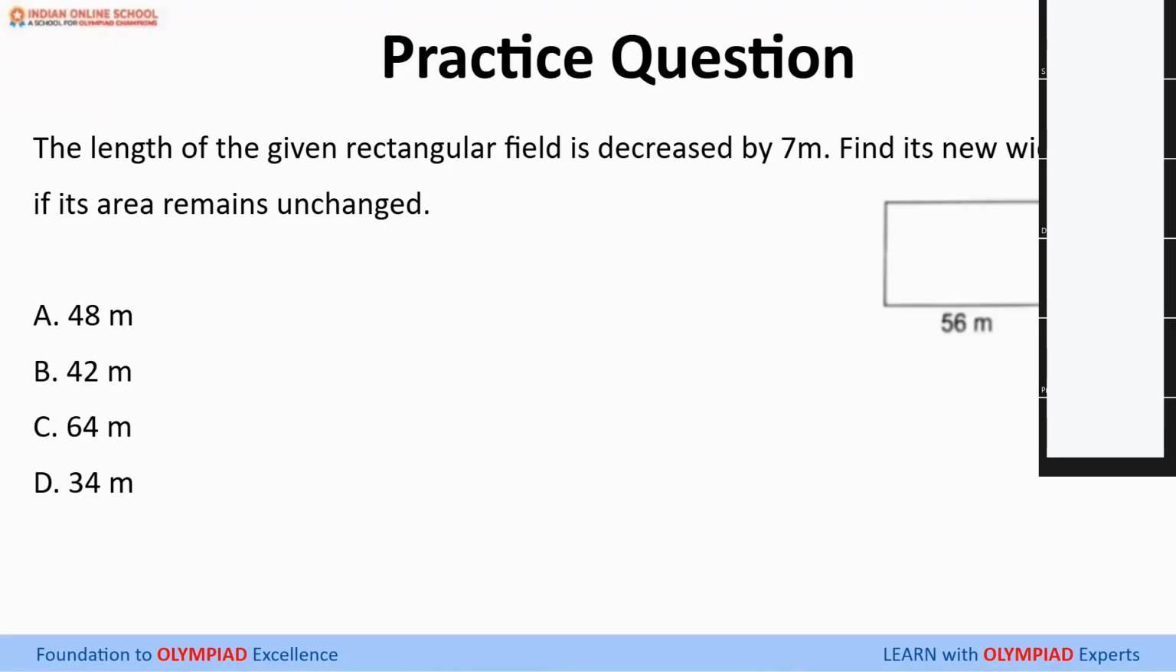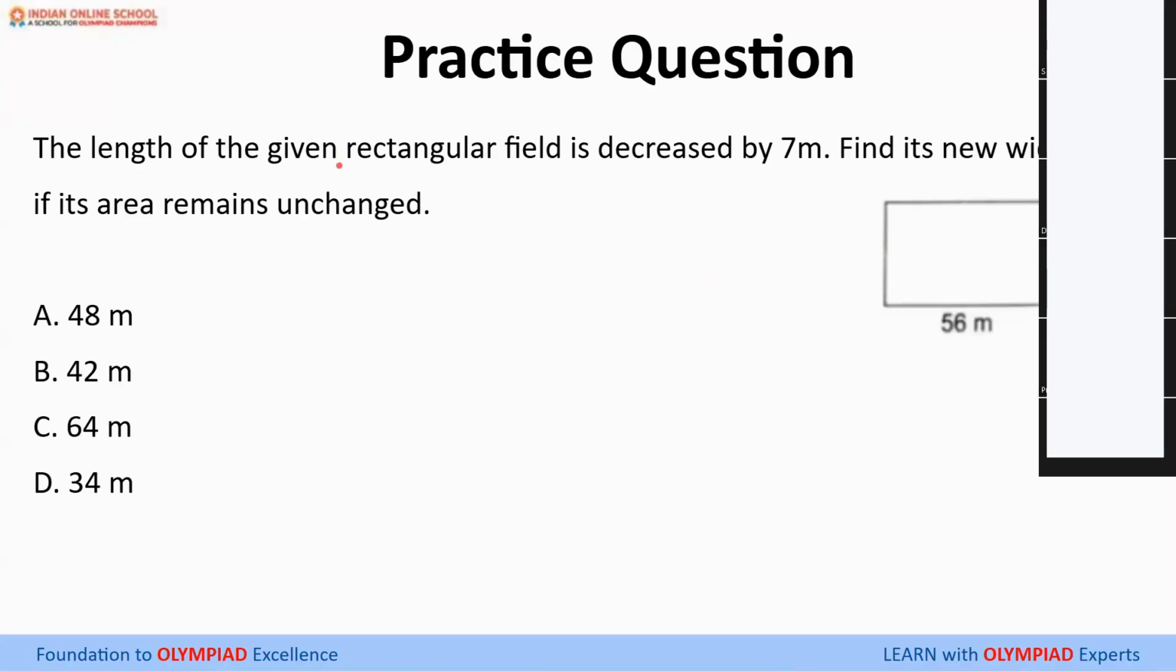Ma'am, option A, 48 meter. Option A. Okay, I have two options. Ma'am, first we should multiply 56 into 42. Then we should subtract 56 minus 7, 49, and then we should divide, so the product divided by 49. Okay, Hanisha, what if I tell you you don't have to actually do so much?